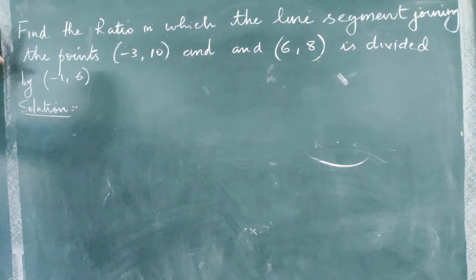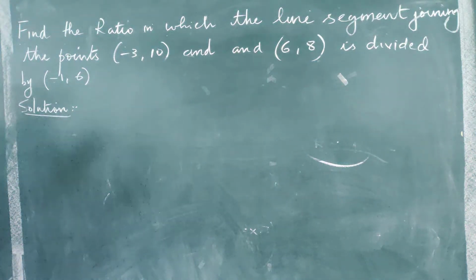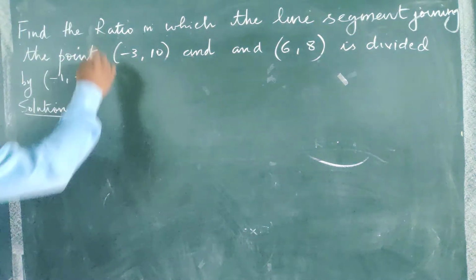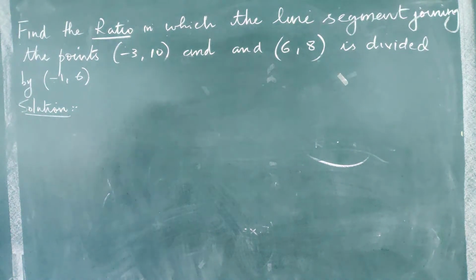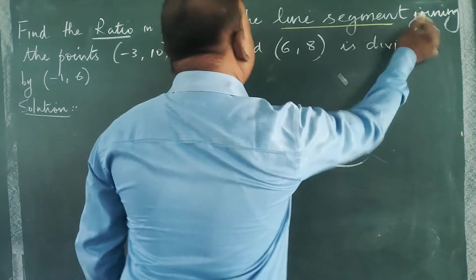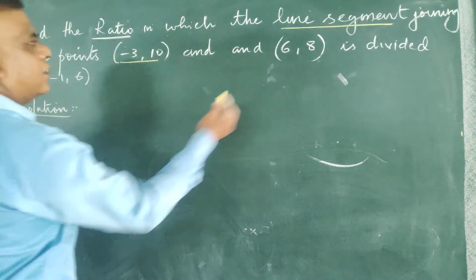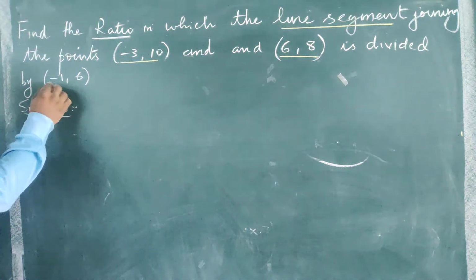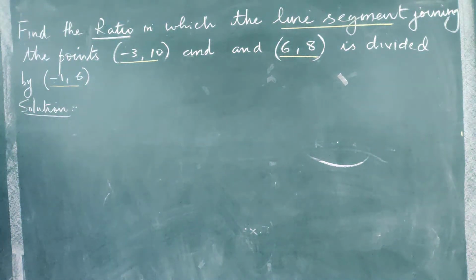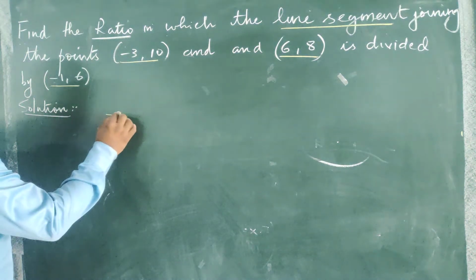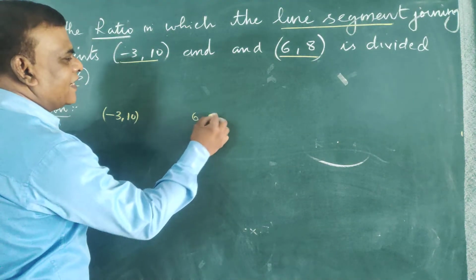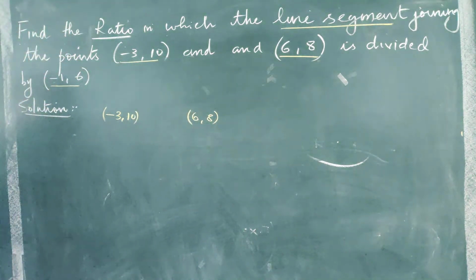Good morning students and welcome to the video which is based on section formula. So in this video we are going to find out the ratio in which the line segment joining the points (-3, 10) and (6, 8) is divided by (-1, 6). There are 2 points whose coordinates are (-3, 10) and (6, 8). So these are the coordinates of the line segment.